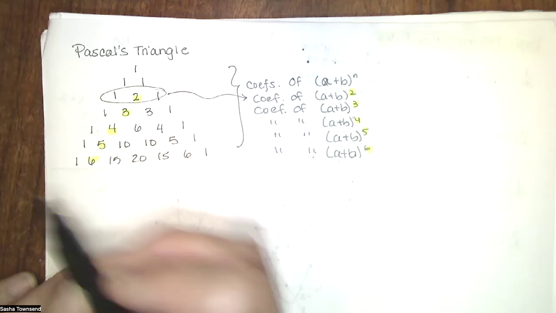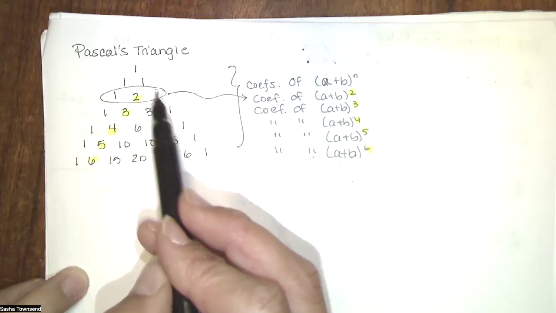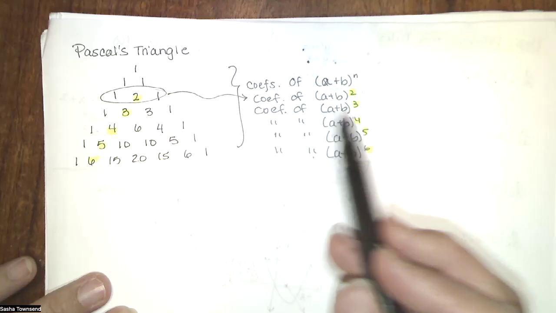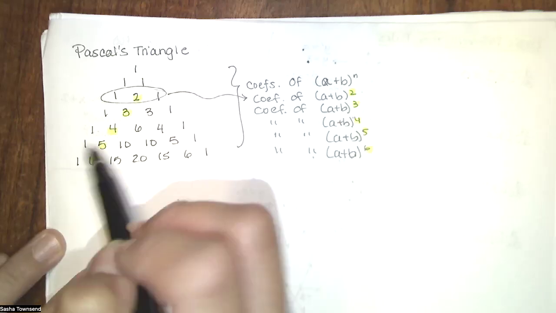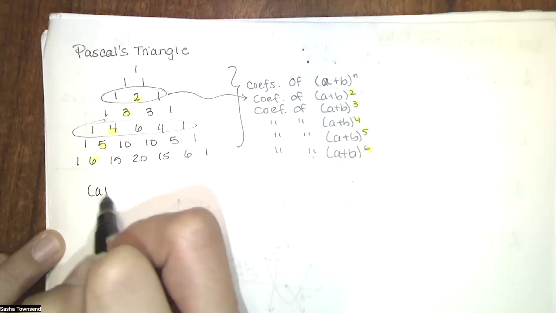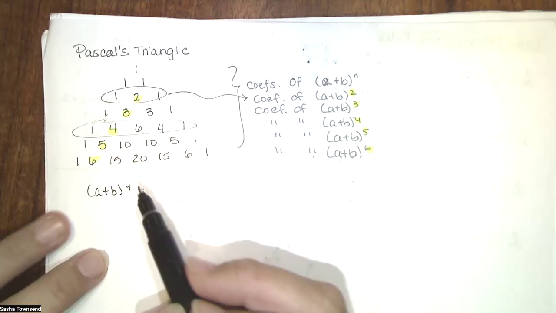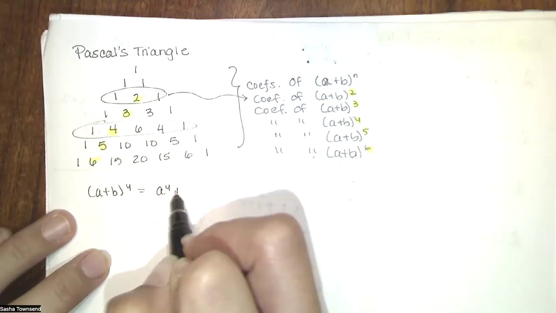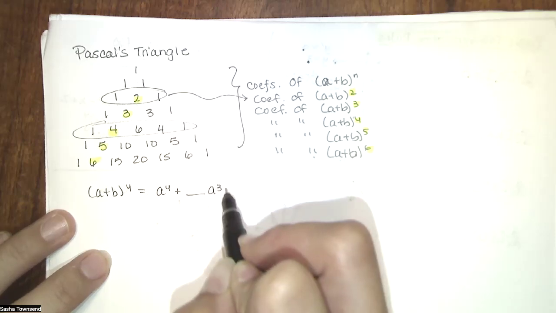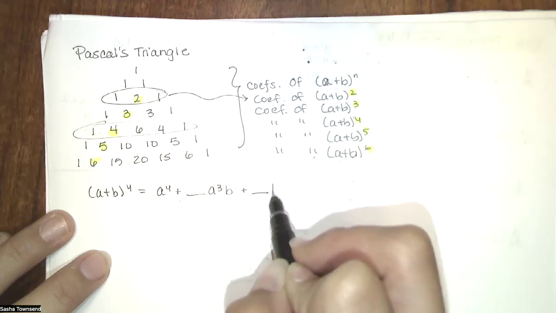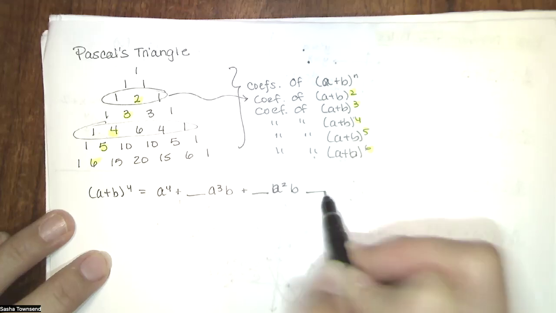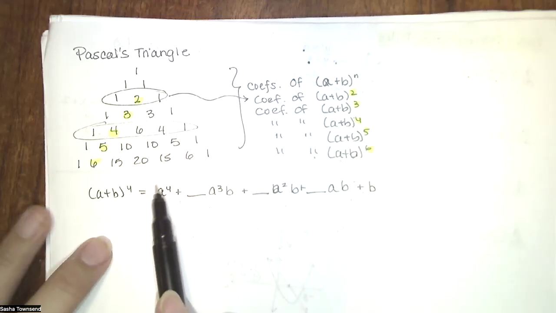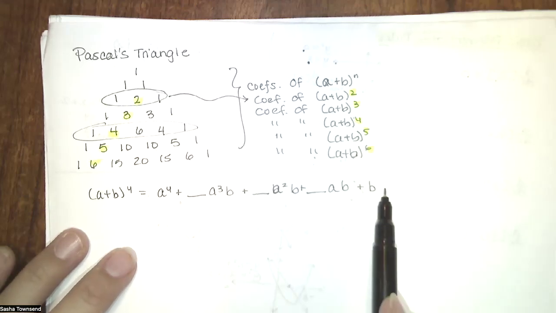Now, if you're still curious about how to use Pascal's triangle to write down the expansion for each of these, it's relatively easy. Let's look at this example right here. Let's say you've got a plus b raised to the 4th. Well, the degree of each term is going to be 4. So we start with an a to the 4th, and then we're going to have a coefficient times a cubed times b to some power, plus a coefficient times a squared times b to some power, plus a coefficient times a times b to some power, plus b to some power. So a to the 4th, a cubed, a squared, a to the 1st, and no a's.